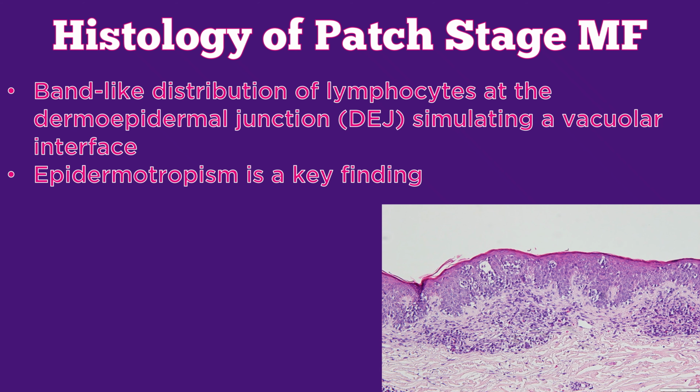For patch stage, we see a band-like distribution of lymphocytes at the dermo-epidermal junction, also known as the DEJ, and that's going to simulate a vacuolar interface, with a key finding being epidermotropism. Oh, epidermotropism. Not bad. Do you know what that means? Or are you too busy thinking about how tight your next pair of pants are going to be?